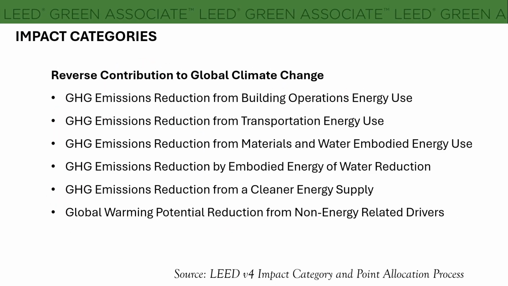Now let's look more into the details of each impact category. The first is reduce contribution to global climate change. Here they basically focus on greenhouse gas emission reduction from various sources including building operational energy use, transportation energy use, and material and water embodied energy use. Also from embodied energy of water reduction and cleaner energy supply. Also the global warming potential reduction from non-energy related drivers.